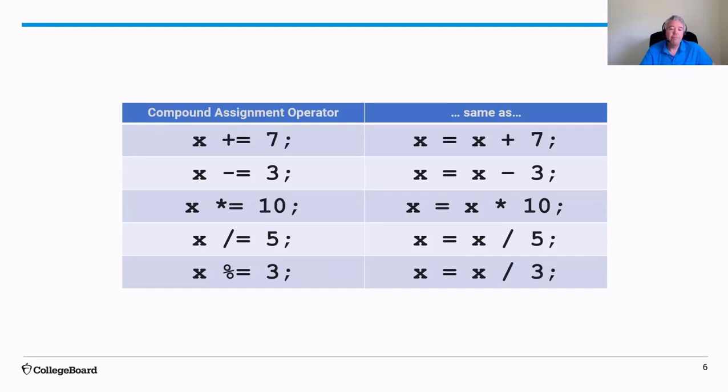So for each one of these, X plus equals 7 is the same as saying take the value that's currently in X, add 7 to it, and finally assign the value back to X. X divided by equals 5, we're going to take the value that's currently in X, divide it by 5, and once we find that result, assign it back to X. Remember our order of operations that we talked about back in topic 1.3.